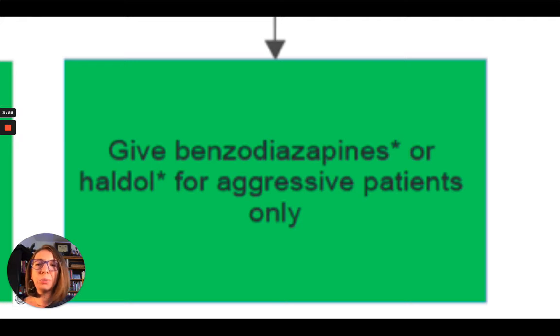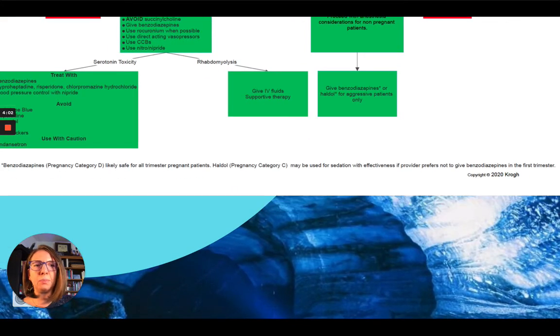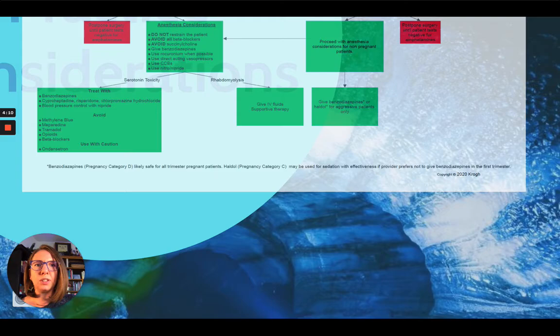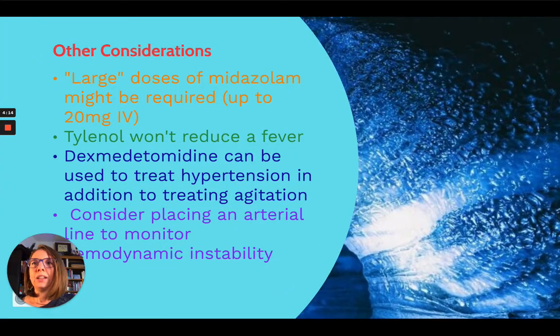If you're uncomfortable as a provider giving benzos, Haldol is another really great alternative to keep these patients from getting hyperactive and restless. You can see I put the pregnancy category on these medications for you, also to give you further information. Other considerations: large doses, like we talked about, up to 20 milligrams.